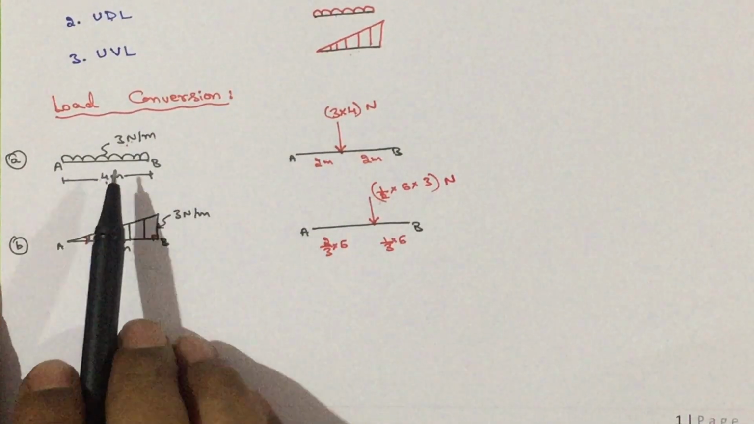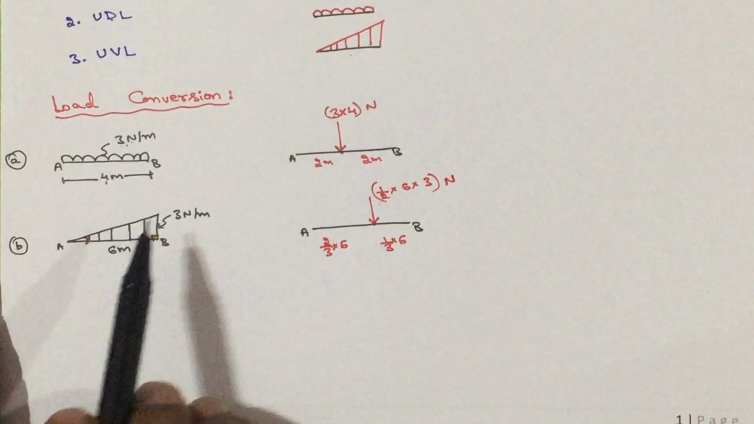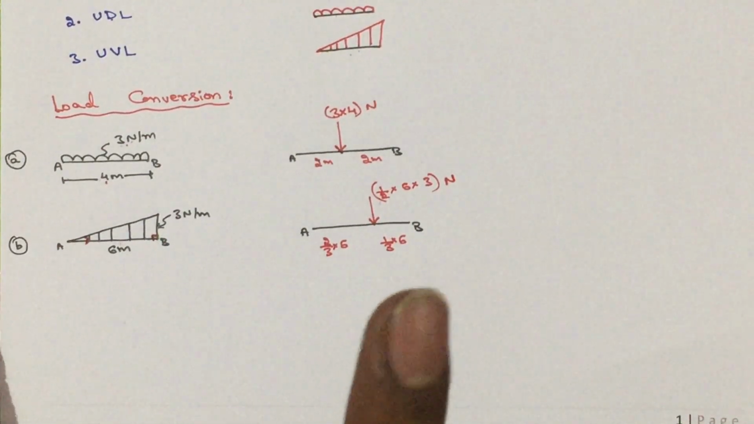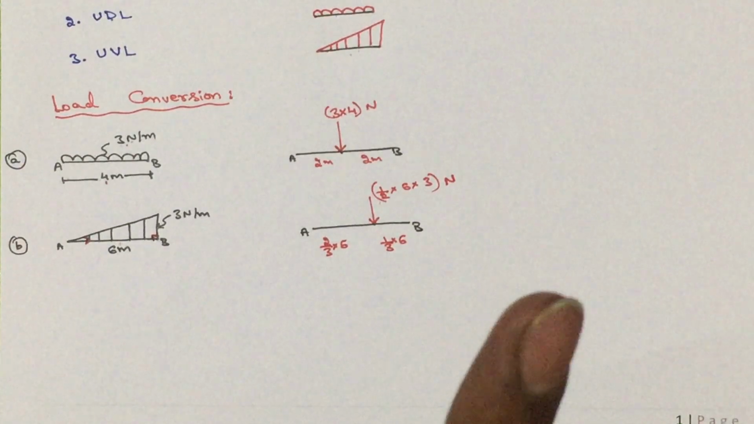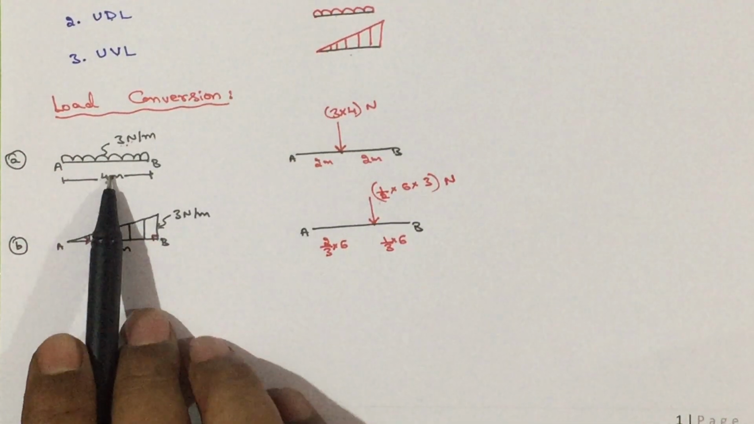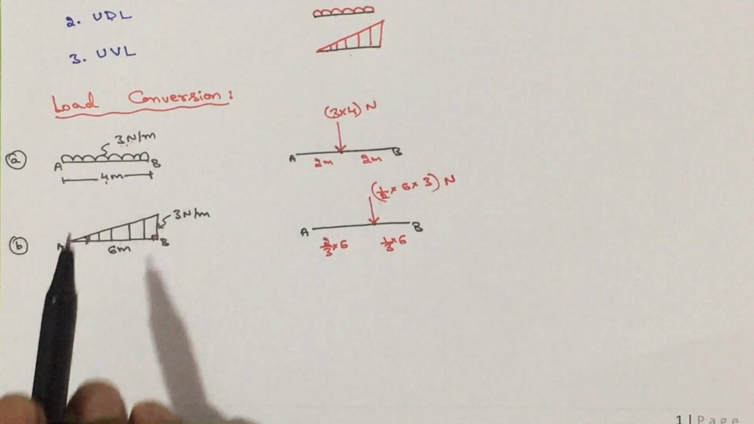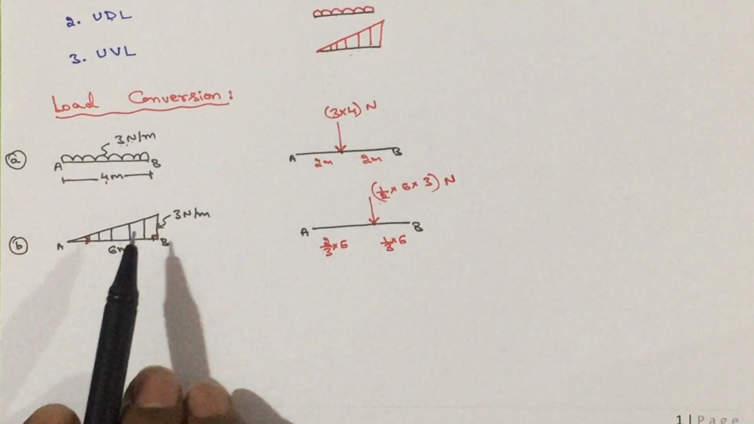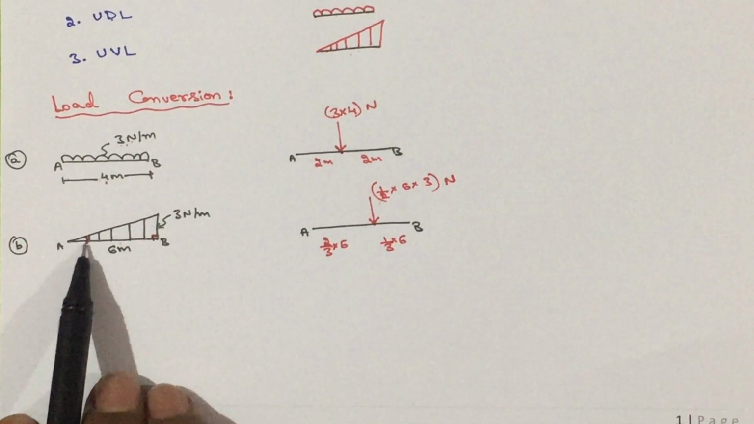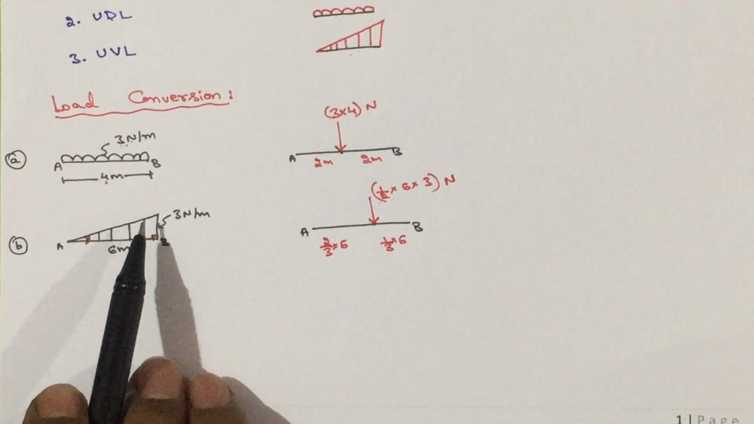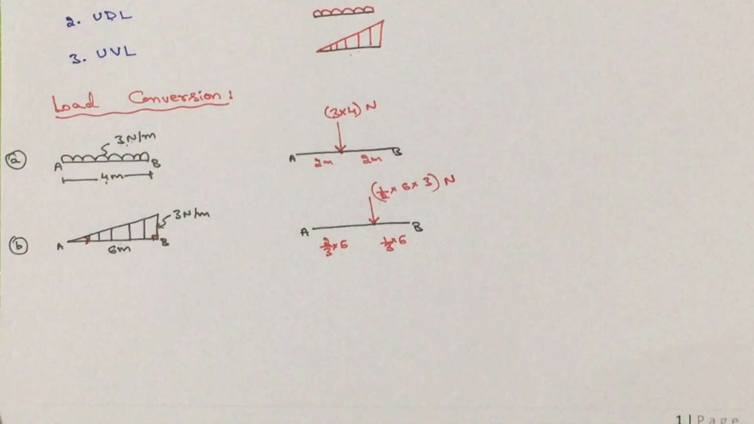I will repeat once again. While converting UDL and UVL into point load, you need to keep two things in mind: where it will act and how much it will act. For UDL, where will it act? At the center. How much will it act? Load multiplied by the distance. Then for UVL, where will it act? From the acute angle 2 by 3, from the right angle 1 by 3. How much will it act? Half into base into height.